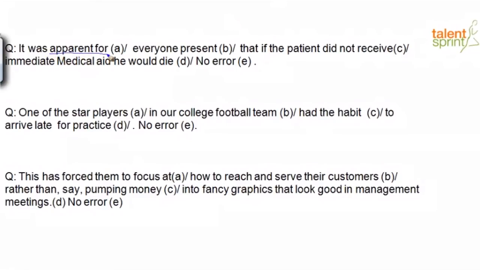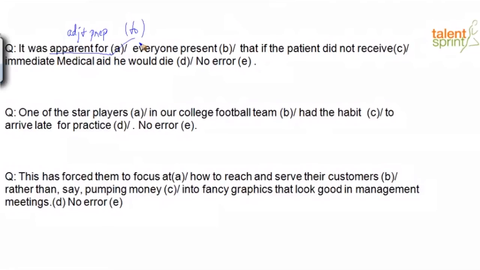I'm talking about collocations, right? So this is an adjective plus preposition collocation, apparent to. That's the right collocation, right? So it is very obvious to someone about something. Something is very obvious to someone. Something is very evident to someone. So that's the right collocation. So obviously the error is in part A here. What about the next one?